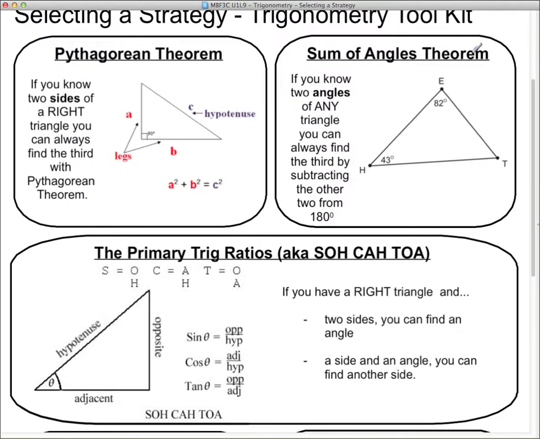Sum of angles theorem. If you know any angles, if you know 2 angles of any triangle, you can always find the third by subtracting the other from 180. We've talked about this a little bit, but I'm going to highlight it here again, and then we can find this one by doing 180 subtract 43 subtract 82.